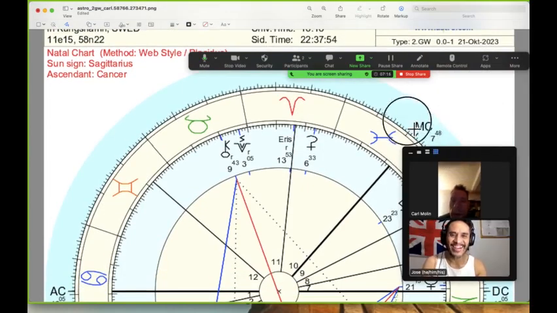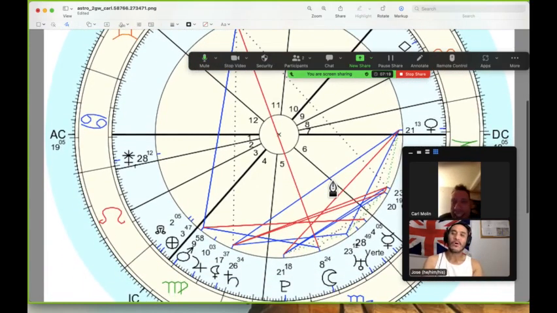Midheaven is right here. I missed out. I was like, why is it here? Where's the MC? Okay. So they're kind of slightly different. They're kind of like the starting point. They start you off in that direction, but it still pertains to that house as well.